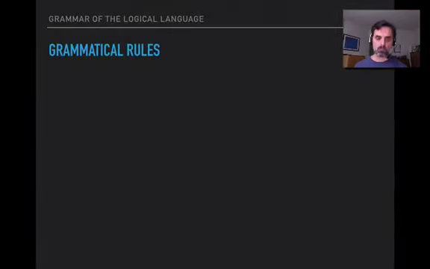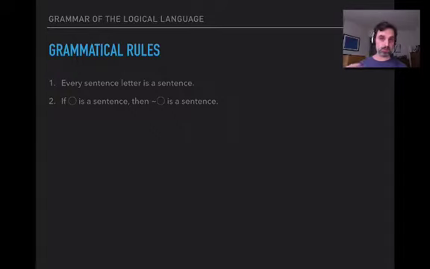So, here are the rules for the language. These rules say which things are sentences and which things aren't. So, every sentence letter is a sentence. So, a capital letter from P to Z is a sentence. If you have a sentence already, if circle is a sentence, and you put a negation on the front of it, then you have a new sentence. You get the "it is not the case that" whatever the original sentence said. So if the original sentence was P, then not P is a sentence. If the original sentence was not P, then not not P is a sentence.